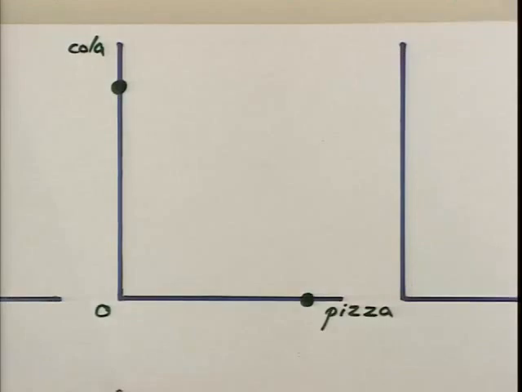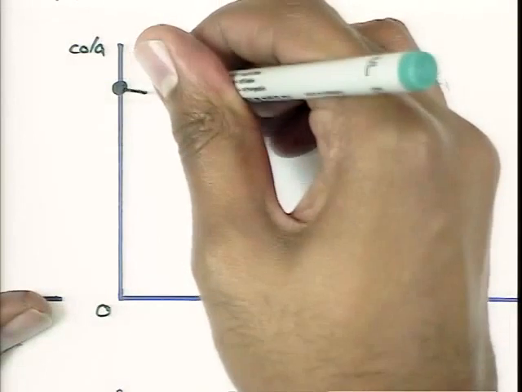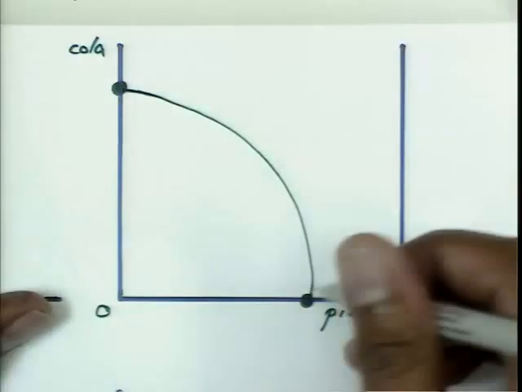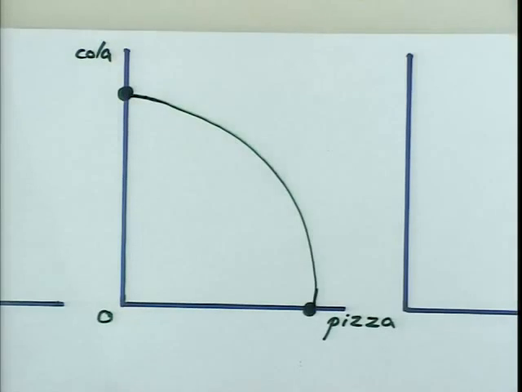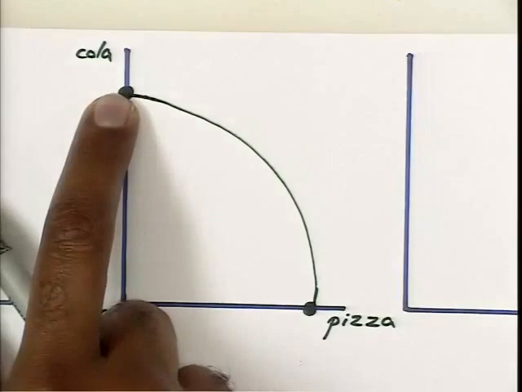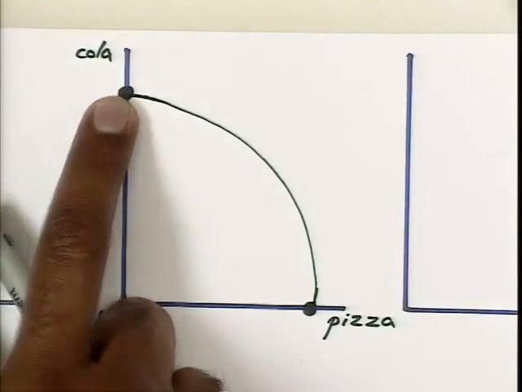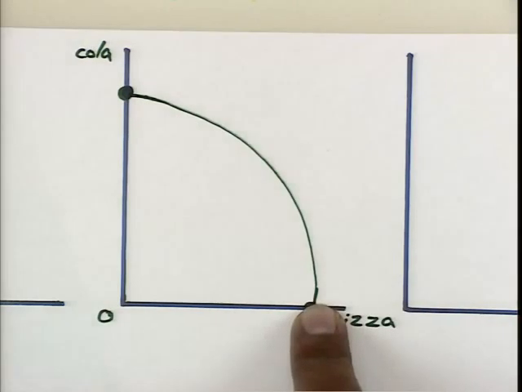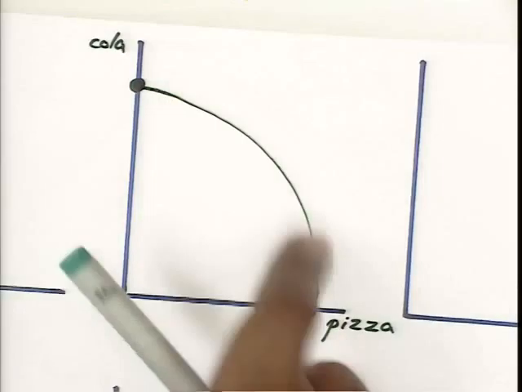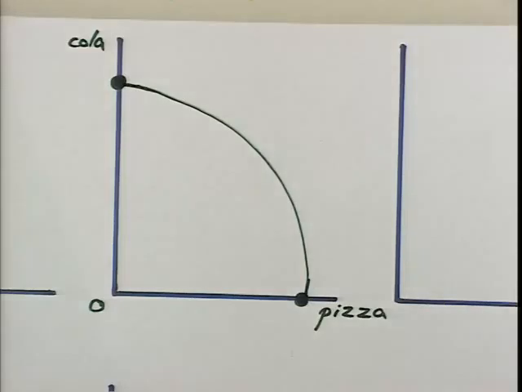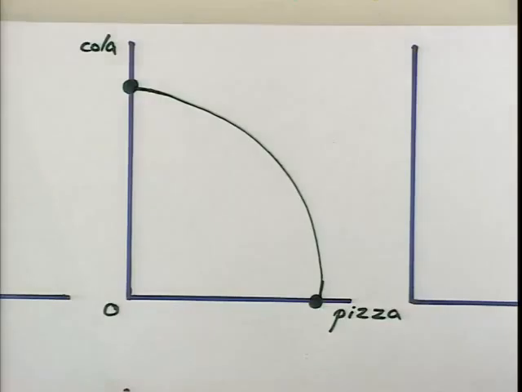It can be a straight line, but it's more realistically actually concave to the origin. The reason it's concave is because not all resources are equally adaptable to the production of both goods, both products. Some resources are really good at making cola. Some resources are really good at making pizza. So the production possibilities frontier ends up having this curved shape.